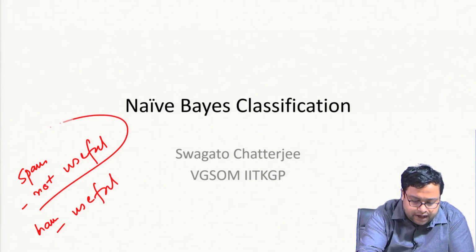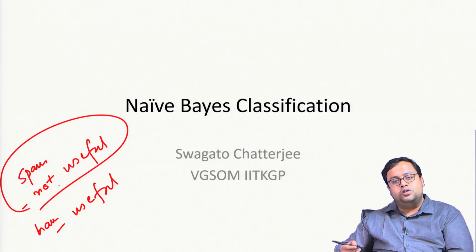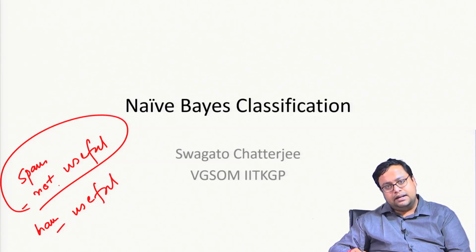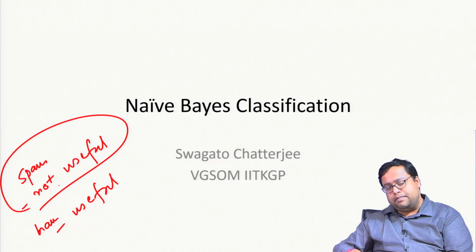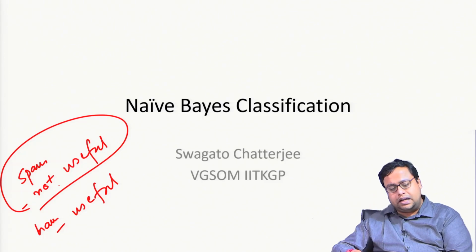So, we have to find that out. Now, if you remember, at one point of time Google or Yahoo was not doing a good job in spam detection, but nowadays they do a very good job in spam detection. There are some ways that they follow. One of the basic ways to do that is Naive-Bayes classification.